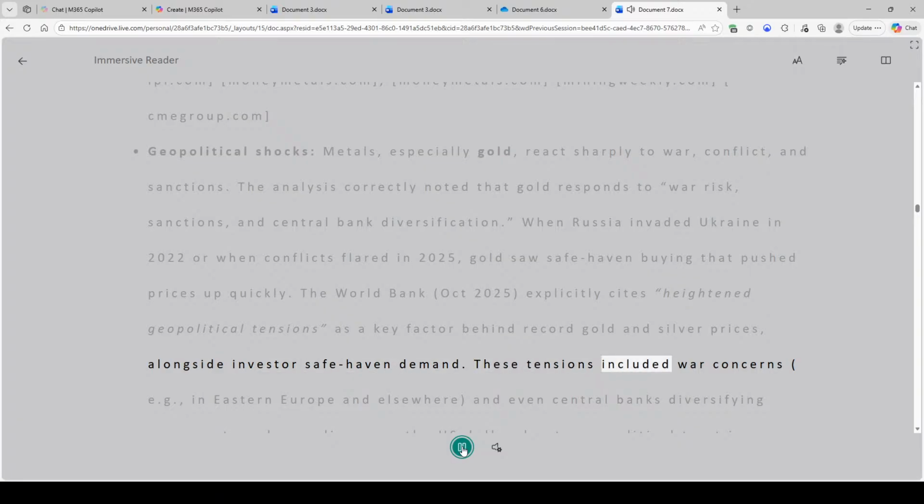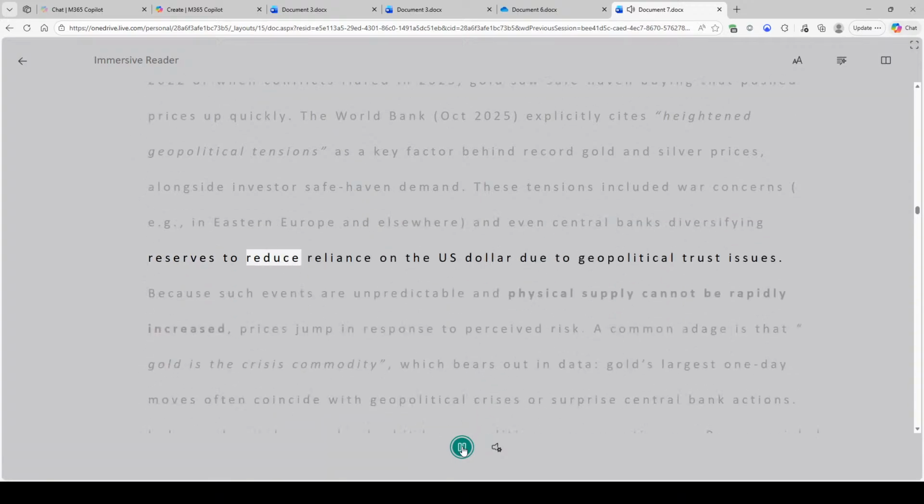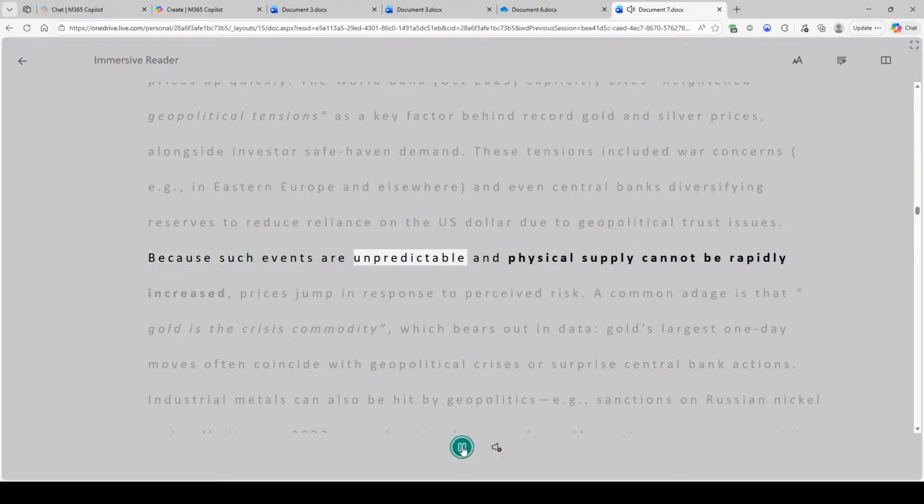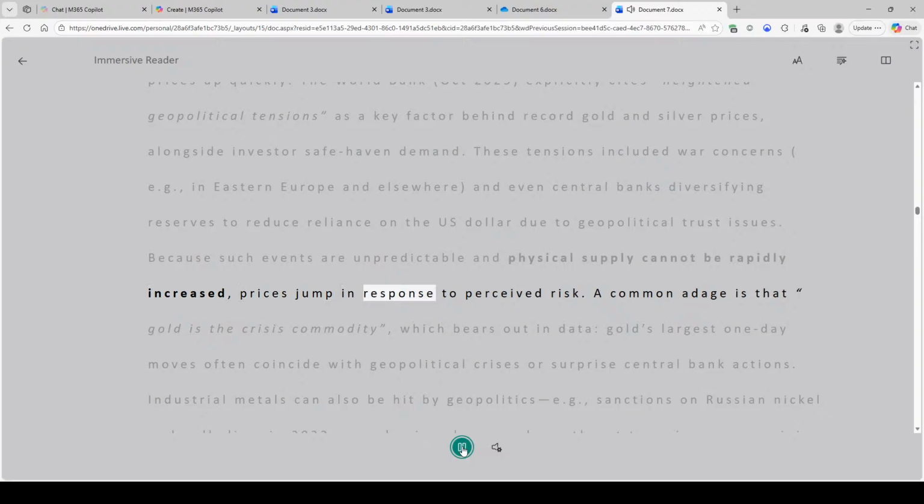These tensions included war concerns, e.g., in Eastern Europe and elsewhere, and even central banks diversifying reserves to reduce reliance on the US dollar due to geopolitical trust issues. Because such events are unpredictable and physical supply cannot be rapidly increased, prices jump in response to perceived risk. A common adage is that gold is the crisis commodity, which bears out in data. Gold's largest one-day moves often coincide with geopolitical crises or surprise central bank actions.